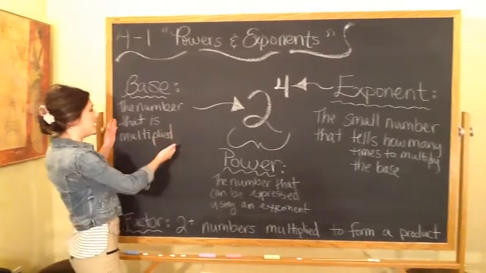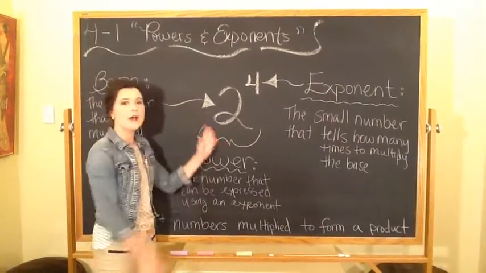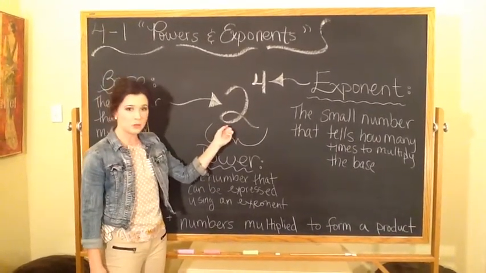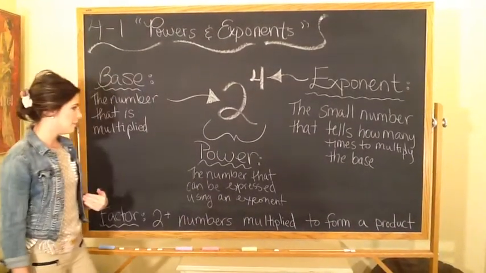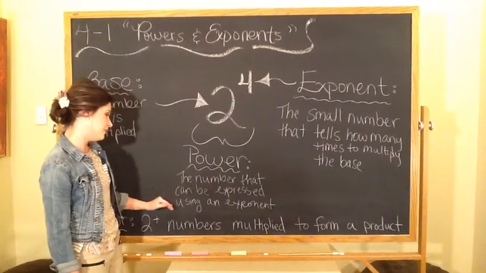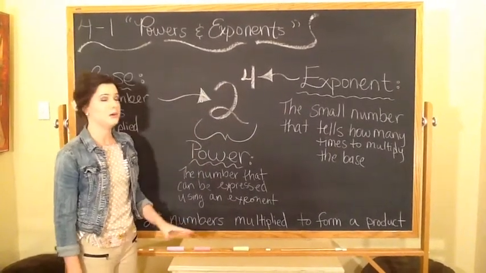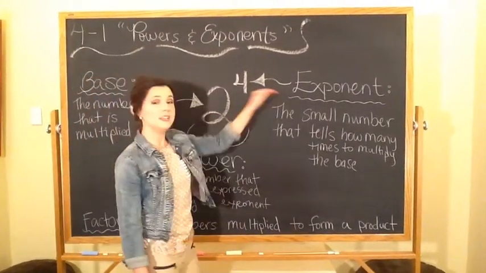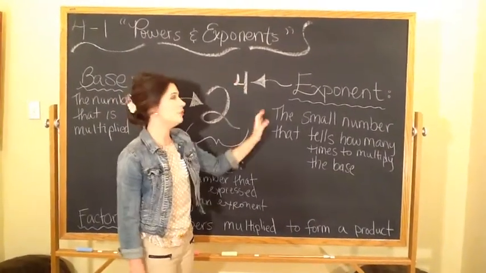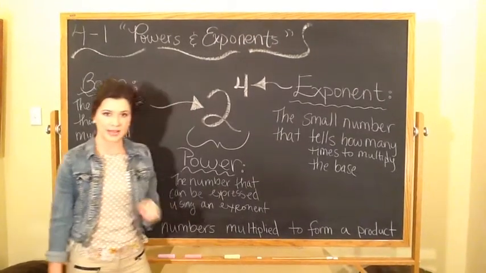The base is the number that is being multiplied. So it's the big number when you have a number raised to a power. This is the number that's being multiplied several times. A power is a number that can be expressed using an exponent. So this is all called a power. The exponent is the small number. It's the number that the base is raised to. This number tells you how many times to multiply the base.